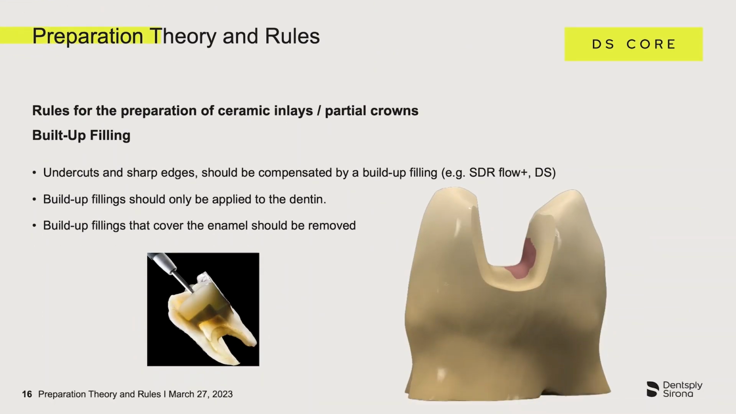In principle, undercuts or sharp edges should be compensated by a build-up filling for all ceramic preparations. The SDR Flow Plus material from Dentsply Sirona, for example, is suitable for this purpose. The build-up filling should only be applied to the dentin. Build-up fillings that cover the enamel should be removed. The cavity margins for our ceramic restoration should always be in the tooth structure. The box elevation is an exception here.